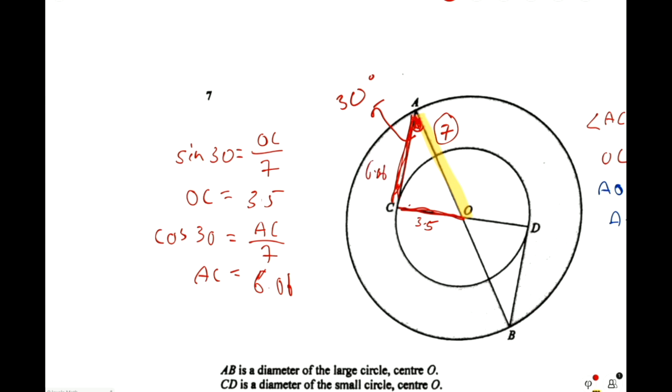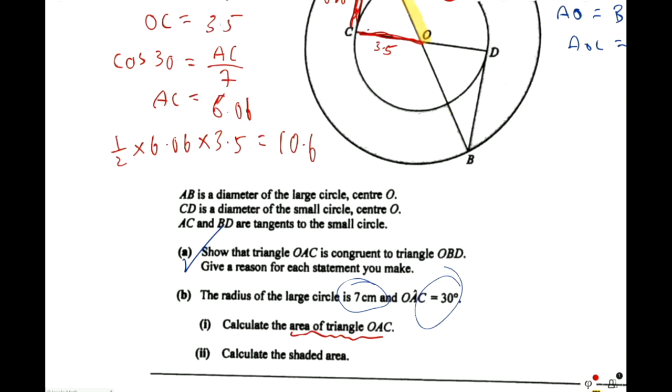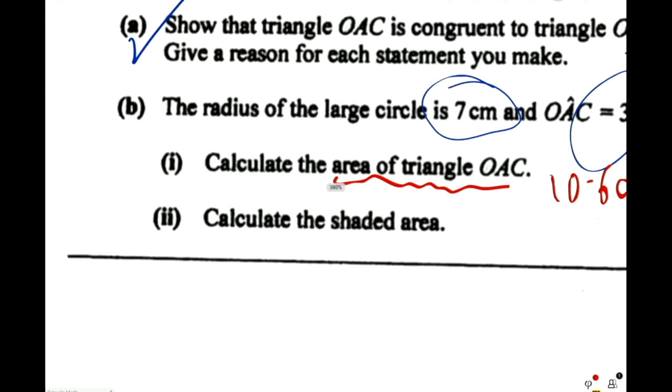So to find the area of this triangle, half times 6.06 times 3.5, is 10.6. So that is my first answer, 10.6 cm squared.